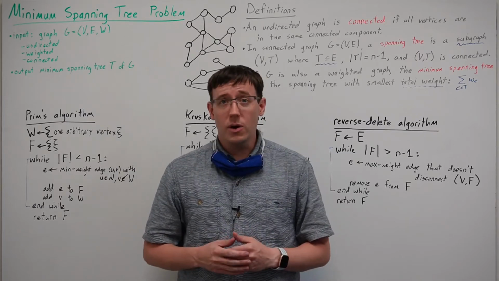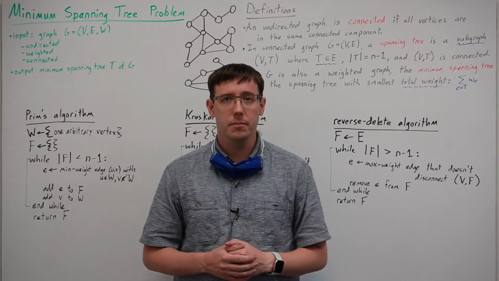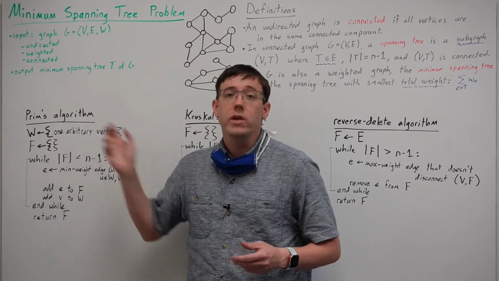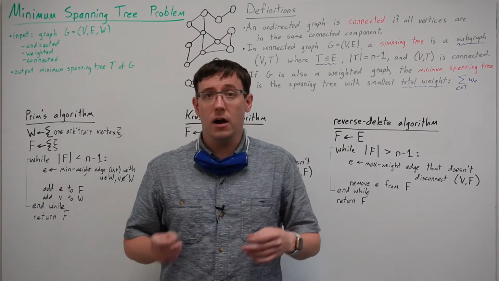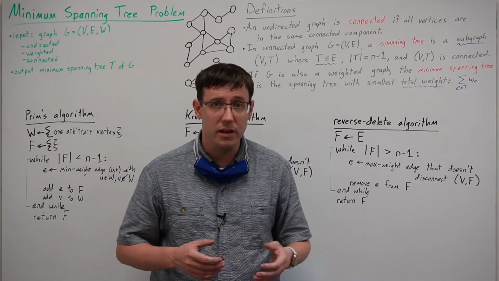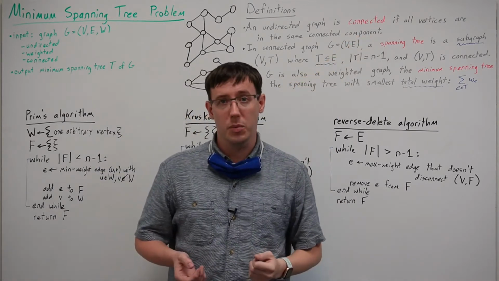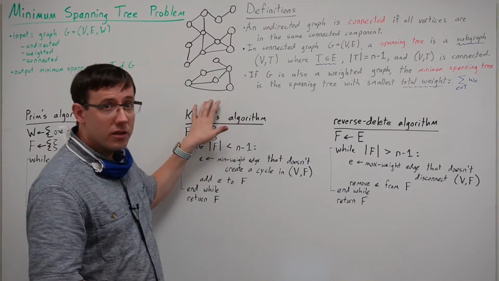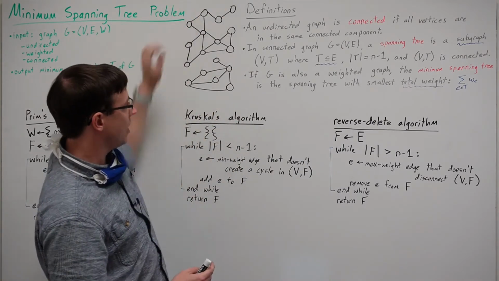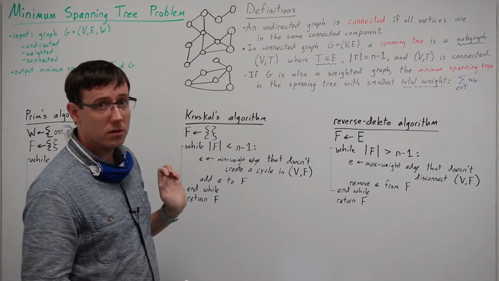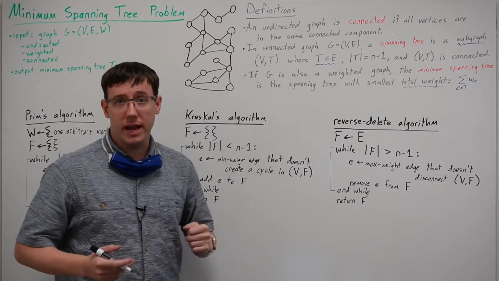For this last video on greedy algorithms, we'll be focusing on the minimum spanning tree problem. To explain this problem, we first need to define a few terms. First is that we can call an undirected graph connected if all of its vertices are in the same connected component. For example, this undirected graph is not connected because we have two separate connected components. But with just one more edge, we can make this graph connected.